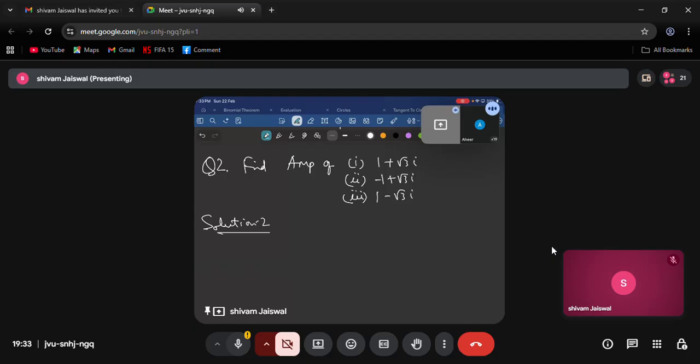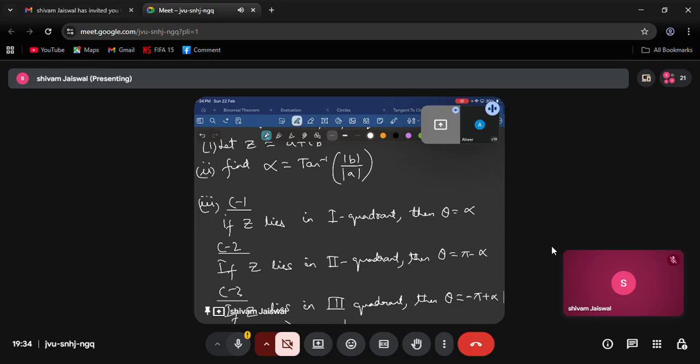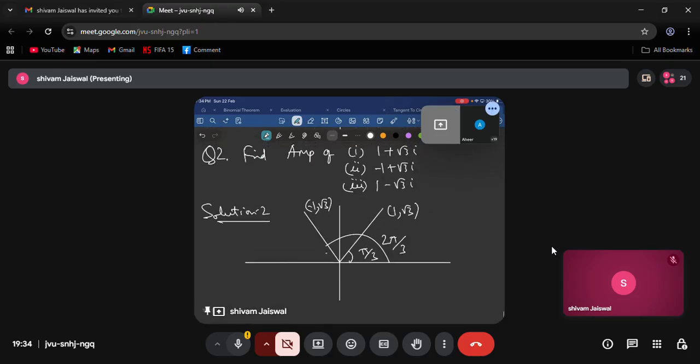So 1 plus root 3 iota lies in the first quadrant, right? 1 comma root 3, what is the angle? 60 degree, so this is pi by 3. Minus 1 comma root 3 is pi minus pi by 3, which will be equal to 2 pi by 3. Are you people understanding why it is pi minus theta over here? Why I wrote pi minus alpha? Next, if it is in the third quadrant, minus pi plus alpha, so minus 2 pi by 3.